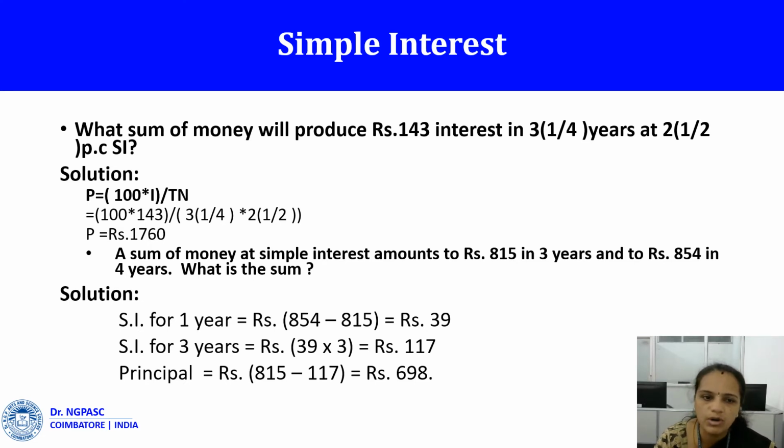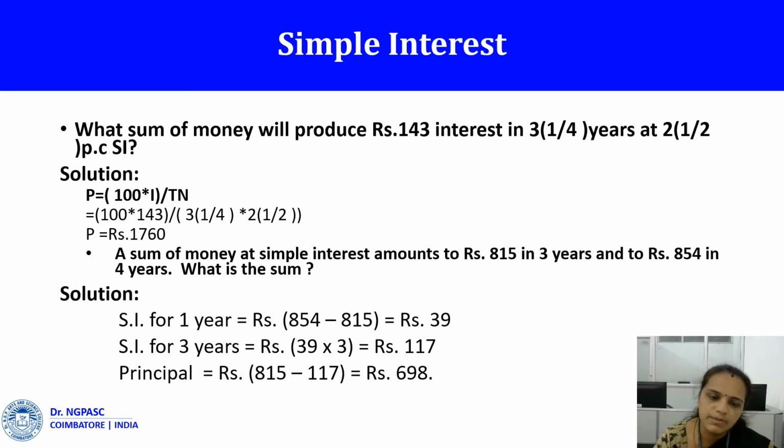3 1/4 can be written as 4 times 3 is 12, 12 plus 1, that's equal to 13/4. So 13/4 years, and the rate of interest will be 2.5 percentage. We have to find the principal. They are asking which amount will produce the interest, so we have to find the principal.